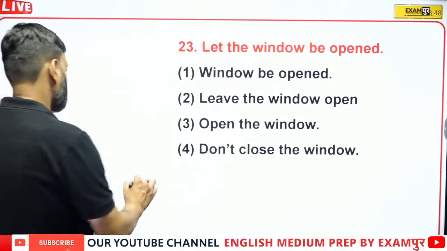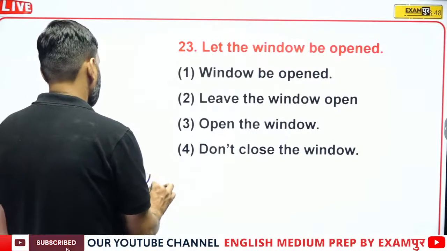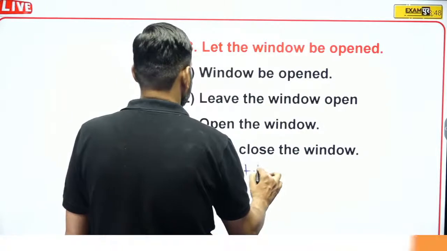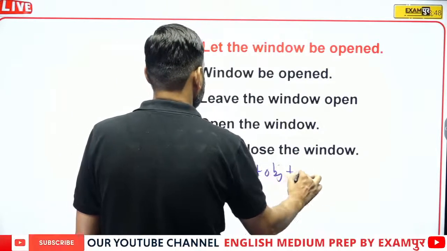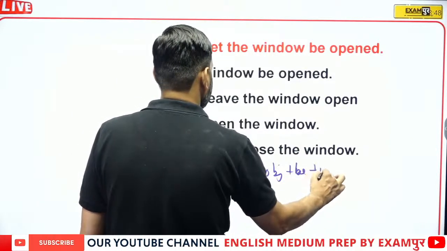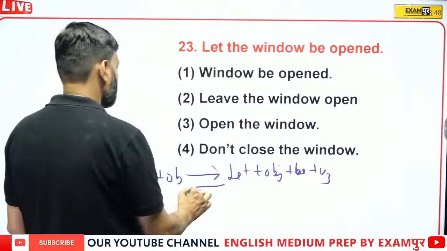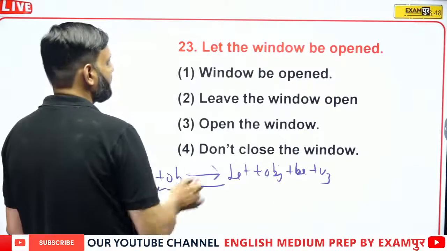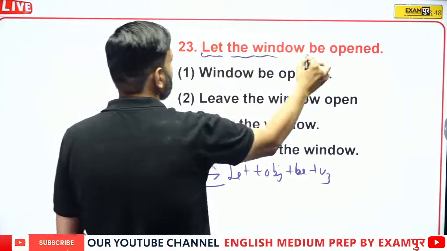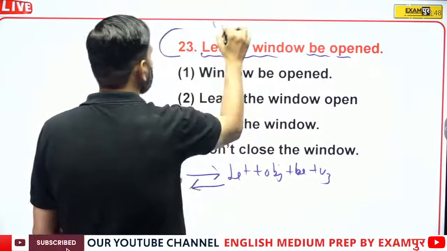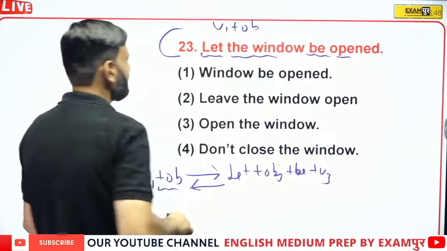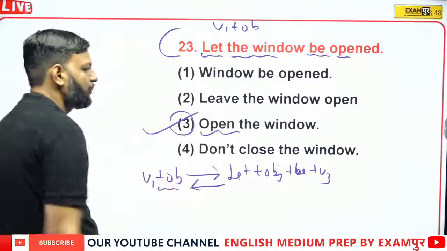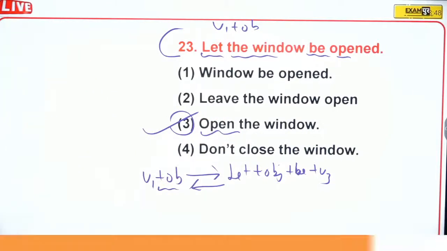Okay, see, V1 plus object has to be changed into let plus object plus be plus third form. Vice versa, if this has to be changed into this, it means this has to be changed into this. So here we have let plus object plus be plus third form. It should be changed into first form and object. So where is first form and object? Only option number 3 has first form plus object. So open the window is the right answer.